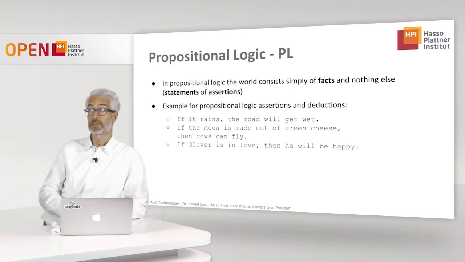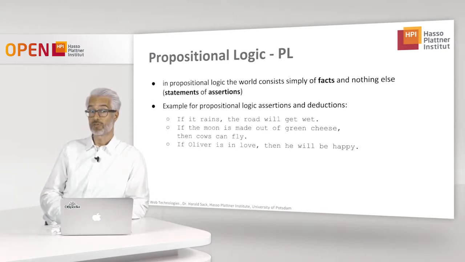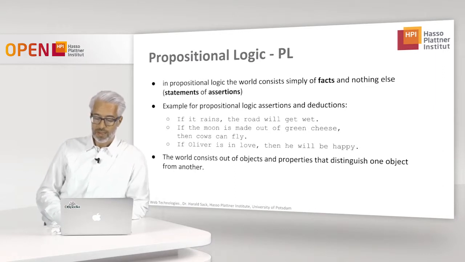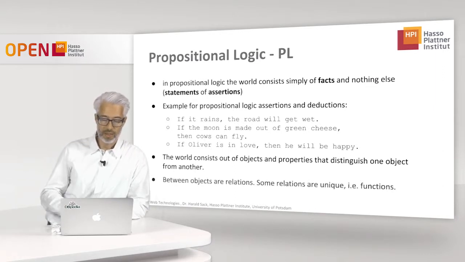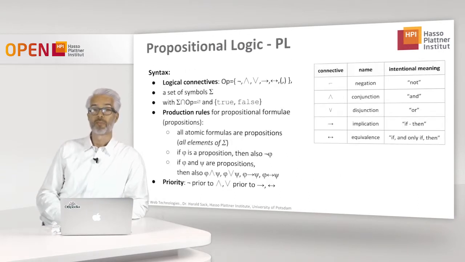But of course, this is natural language. We will later see how this is then expressed with the help of propositional logic. But things like that can be expressed with propositional logic. So usually the world consists of objects and properties that distinguish one object from another. Then you have relations, and some of them can have special properties.